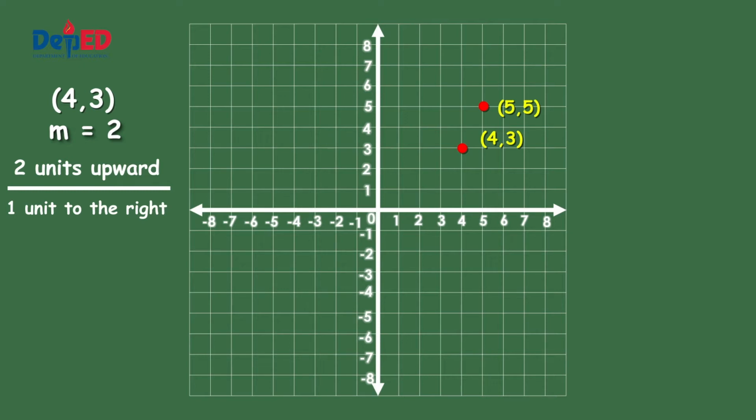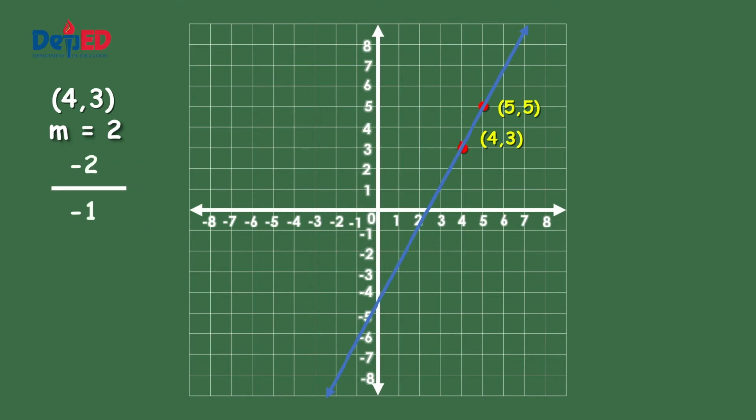We may now connect these 2 points to form the line. Observe that we may also interpret 2 as negative 2 over negative 1. This would give 2 units downward, then 1 unit to the left of the given point. The point 3, 1 is still on the same line.